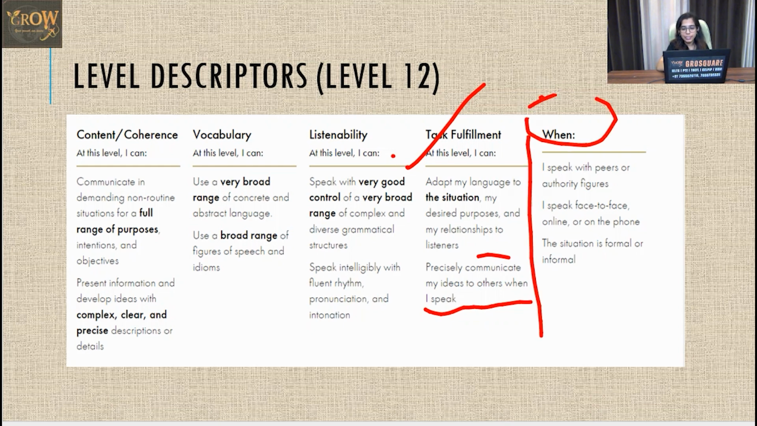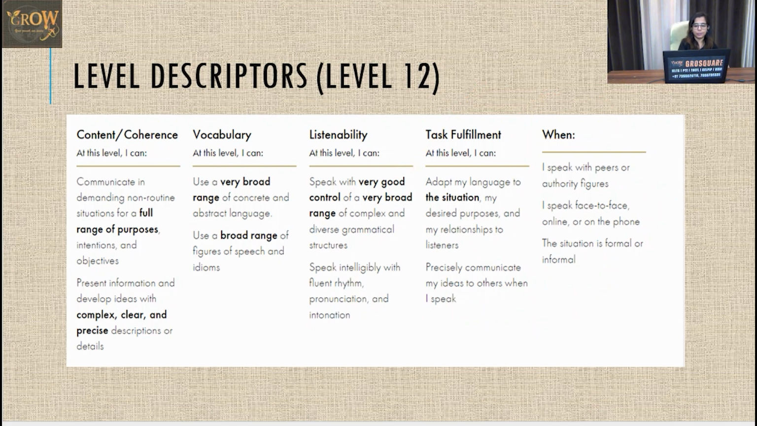Then when I speak with peers or authoritative figures, face to face, online or on the phone, the situation is formal or informal. These can be the kind of situations.